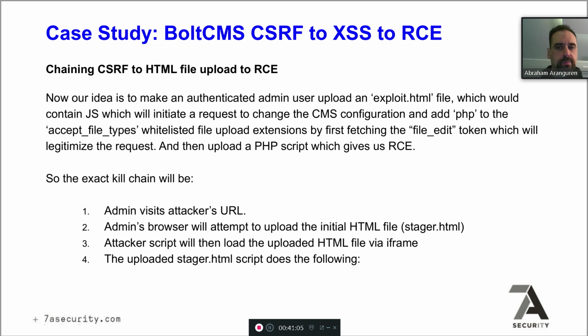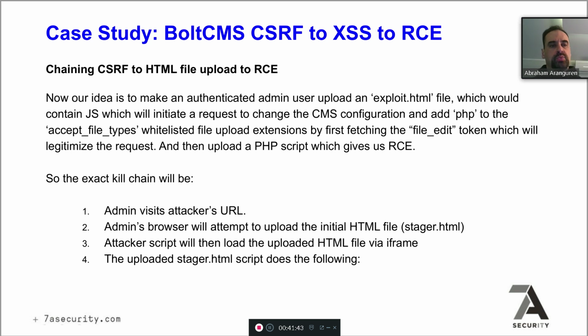Our idea is to make an authenticated admin user upload an exploit.html file, which would contain JavaScript that will initiate a request to change the CMS configuration and add PHP to the whitelisted file upload extensions, right? So we need to modify the CMS configuration so that PHP files are allowed. We need to first fetch the file edit token, which will legitimize the request, and then we will be able to bypass the cross-site request forgery check.